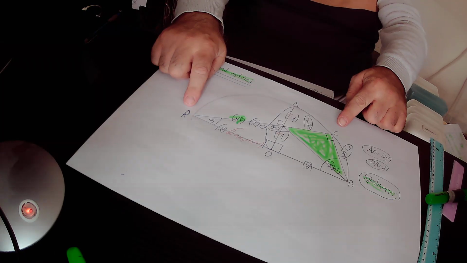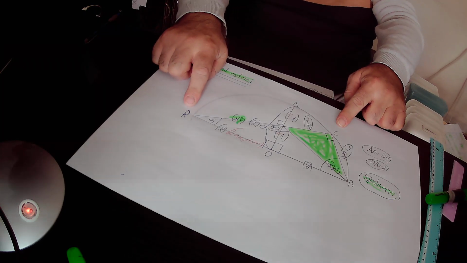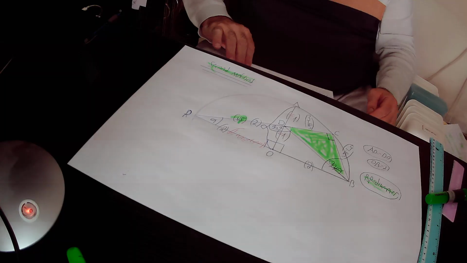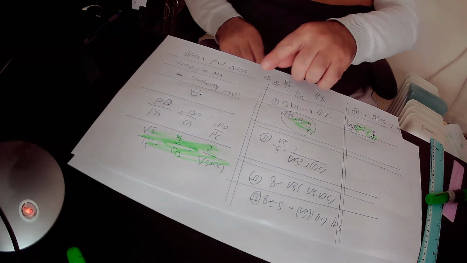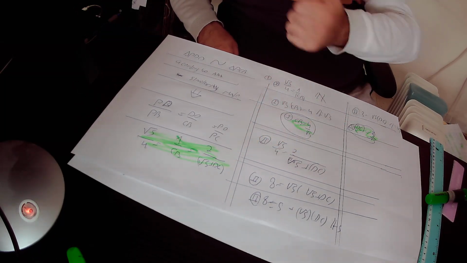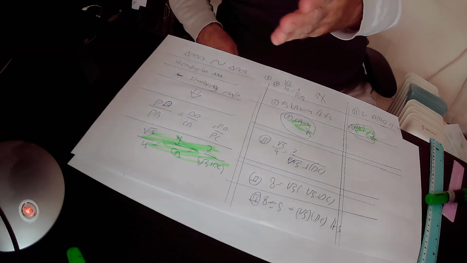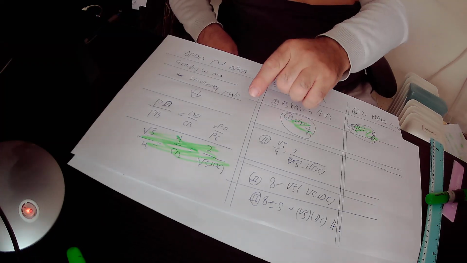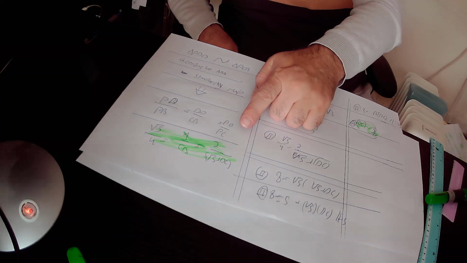This is side PC. In total, side PC equals the square root of 5 plus DC. So in total, we found that square root of 5 over 4 equals 1 over CB, which equals 2 over square root of 5 plus DC.